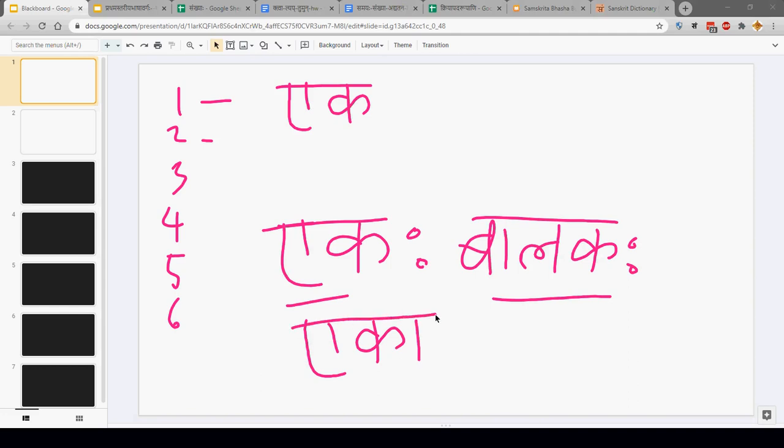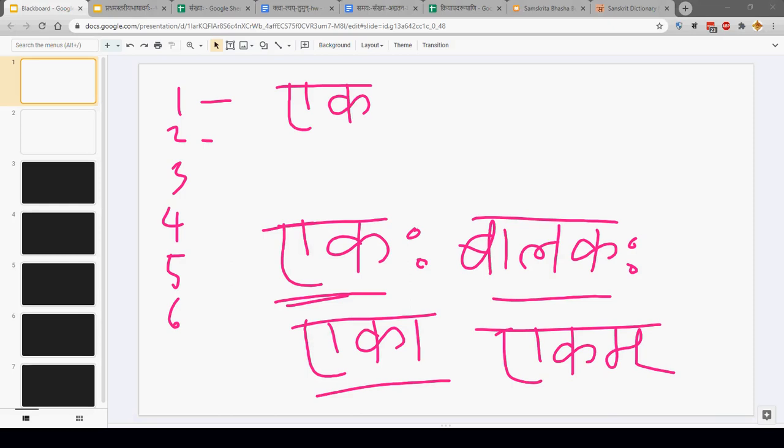Just like any other adjective, for example, Sundara, if that is the base word, becomes Sundaraha in Pullingam, Sundari in Strilingam, and Sundaram in Napunsaka. Similarly, Eka becomes Ekaha in Pullingam, Eka in Strilingam, and Ekam in Napunsaka. Unnata is a base word, Unnata, the tall. Pullingam Unnataha, Unnata in Strilingam, Unnatam in Napunsaka. Similarly, Ekaha, Eka, Ekam. These are the 3 different forms.